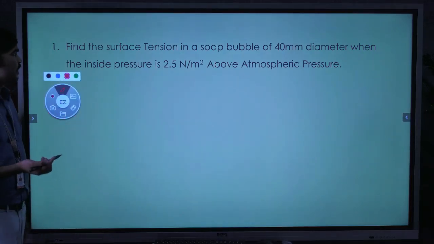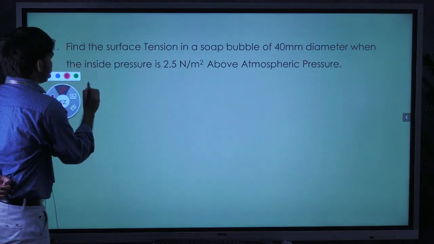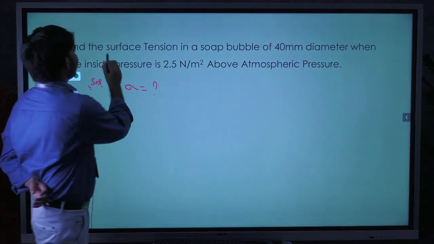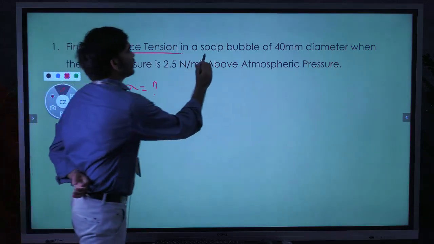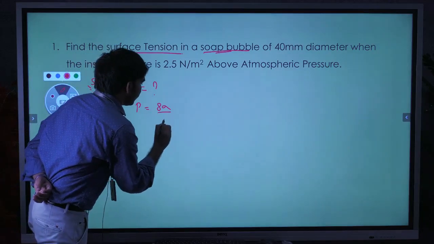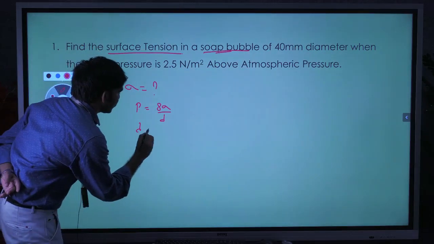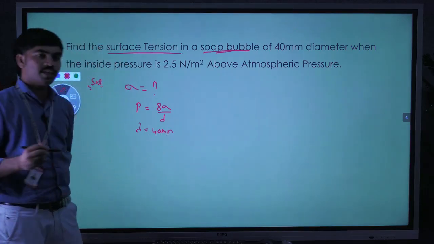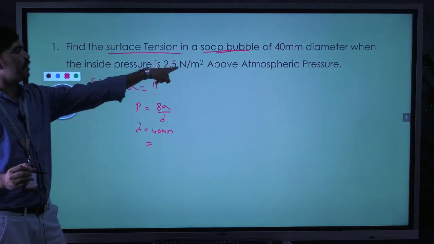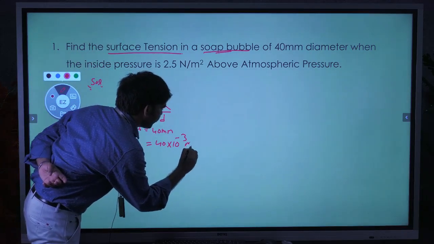This is the first problem. What is given? Find the surface tension. This is the unknown. So find the surface tension in a soap bubble. What is the expression for pressure in a soap bubble? P is equal to 8 sigma by D, of 40 mm diameter. So the diameter of the soap bubble is given, 40 mm. You have to convert it into meters. Why? Because the pressure is given in Newton per meter square. So converting into meters, it will be 40 into 10 power of minus 3 meters.